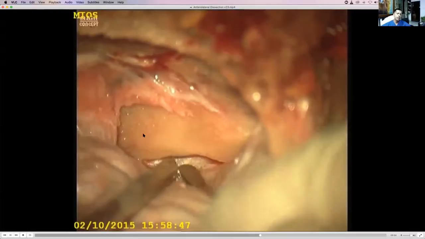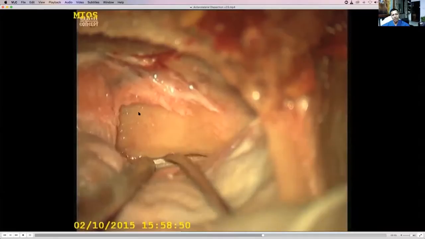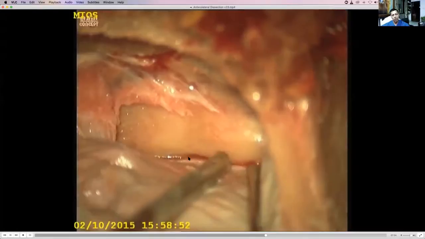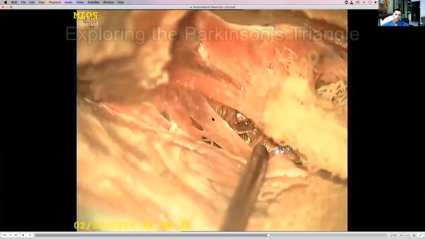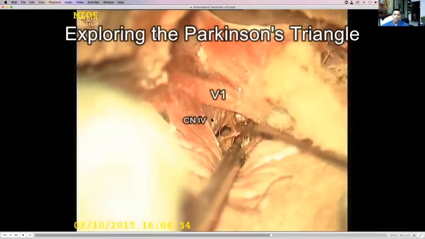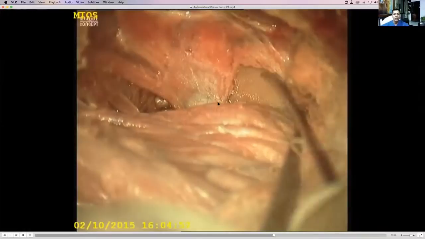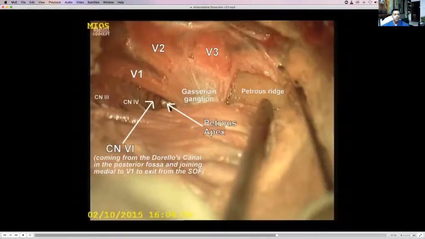I have to always be careful about the carotid there. That is the GSPN, because the carotid will come very, very medially there. So now what you're seeing is, this is the fourth nerve, the TCM over the fourth nerve. That is the carotid. That is the sixth nerve, coming and going medial to V1. That is not the petrous apex, I'm sorry.